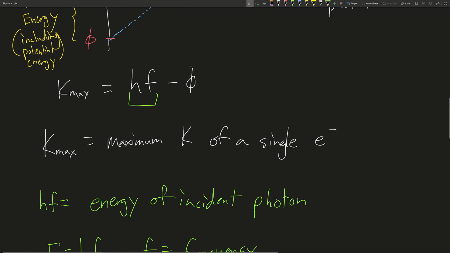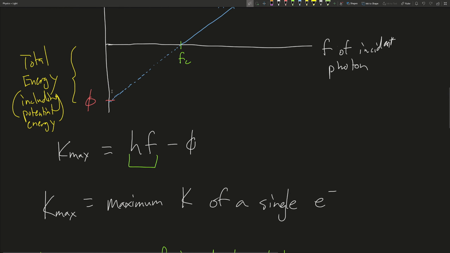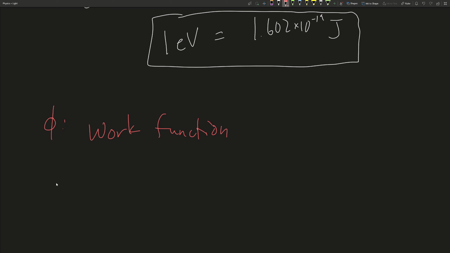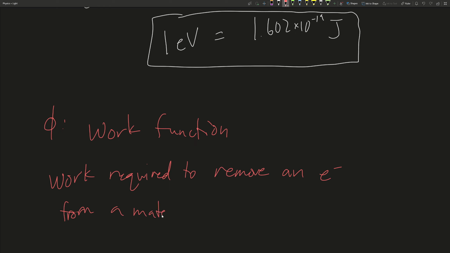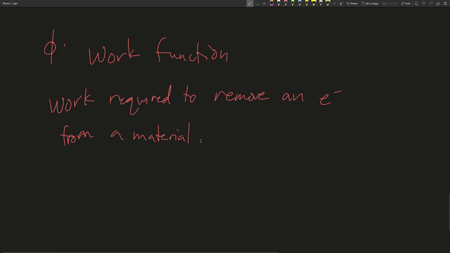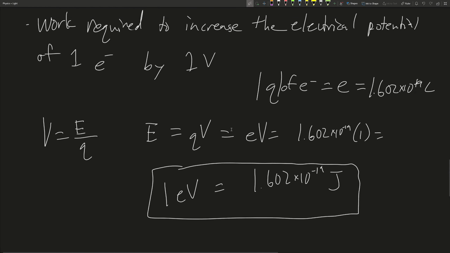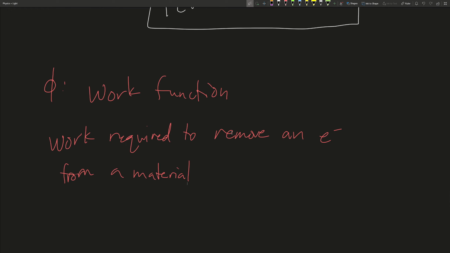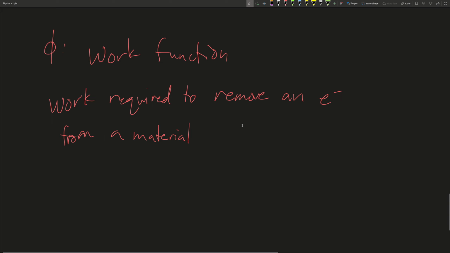And now finally in this equation here, we have phi, the work function, which we see on the graph is the y-intercept. And we're subtracting this, so it's really the negative of the y-intercept. So this phi is the work function. And this is equal to the work required to remove an electron from a material. You can also think of that as the potential energy, or the magnitude of the potential energy of the electron, because you need to overcome that potential energy in order to eject the electron. And so that is the work function there.